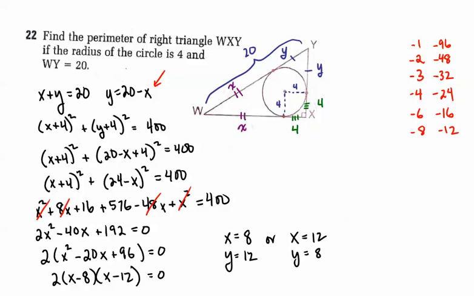So the sides: if x were equal to 8, then the x side would be 12. The y side would be 12 plus 4, which is 16. And obviously the hypotenuse we know already is 20. So it would be 3, 4, 5. It would be 4 times 3, 4 times 4, and 4 times 5. And the perimeter would then be 48.